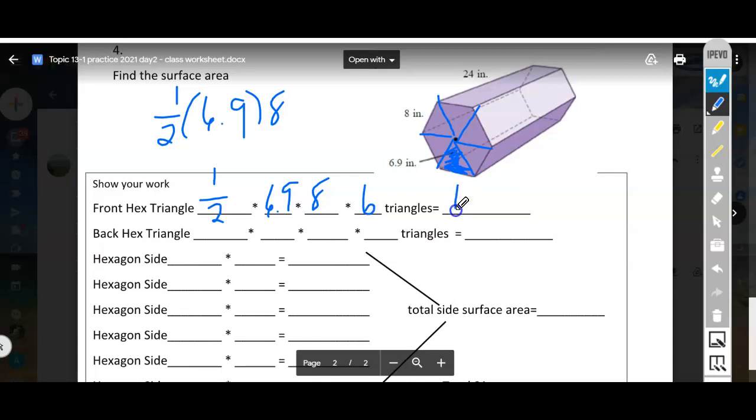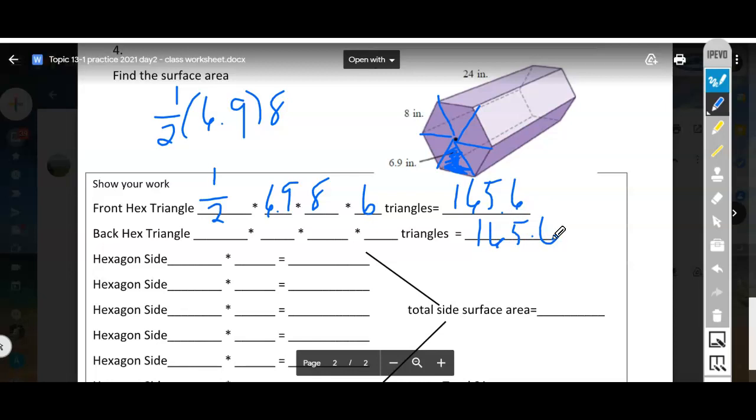So what is 1/2 times 6.9 times 8 times 6? LJ? 165? Was it 165 or 156? Is that right, everybody? Next one then is the back hexagon, which is also the same, 165.6.